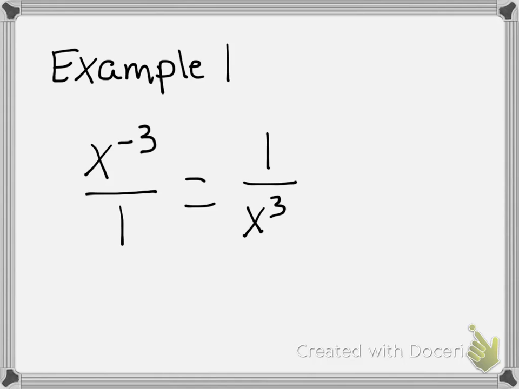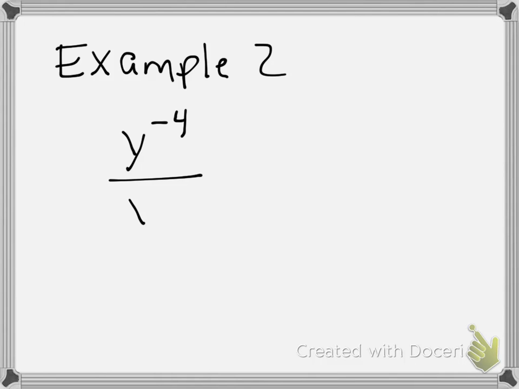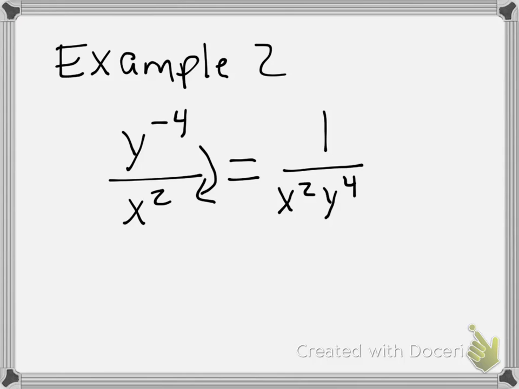So if we also took another example here and looked at y to the negative fourth over x squared. Now the x squared is already positive, so we're going to leave it alone. If we moved it to the top, it would make it negative, so we're going to leave it on the bottom. All we're going to do is move our y to the negative fourth to the bottom and make it positive. So we would have 1 over x squared y to the fourth, and this would be our new answer.